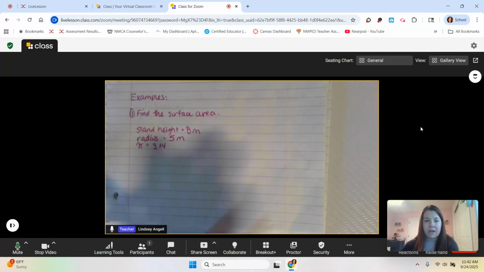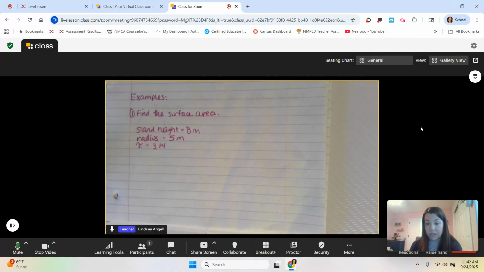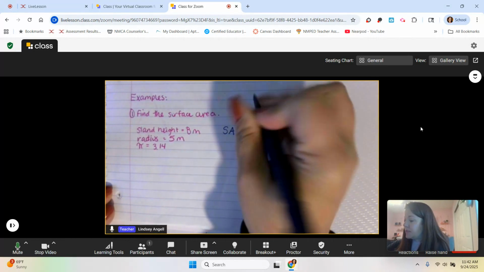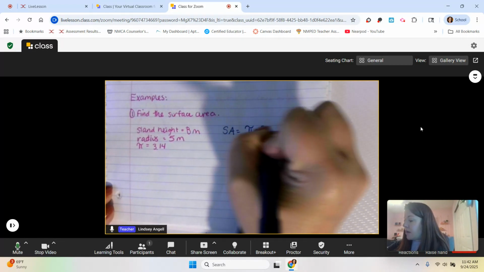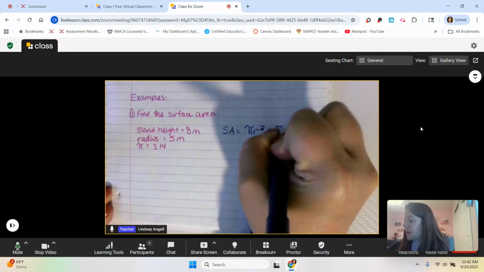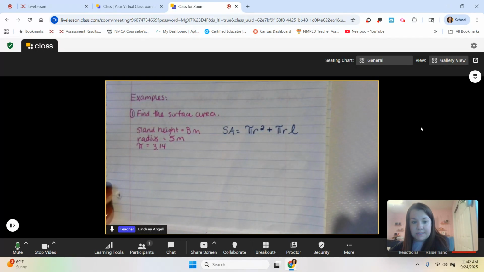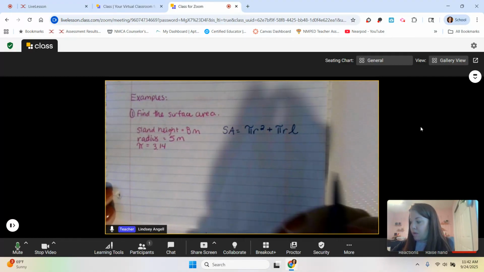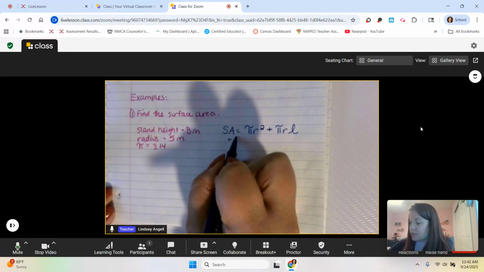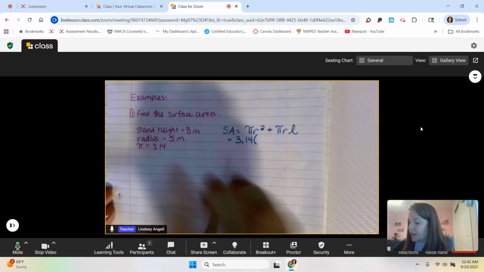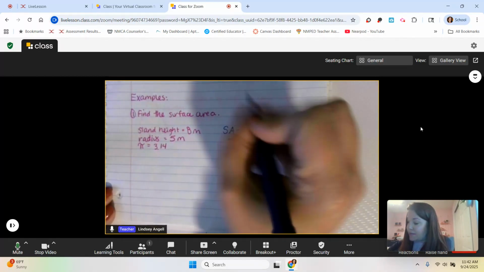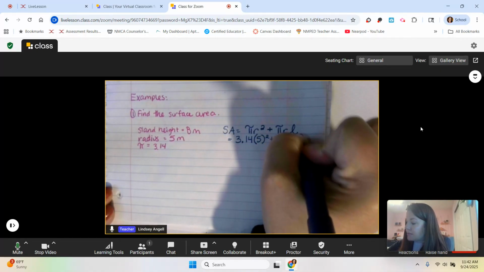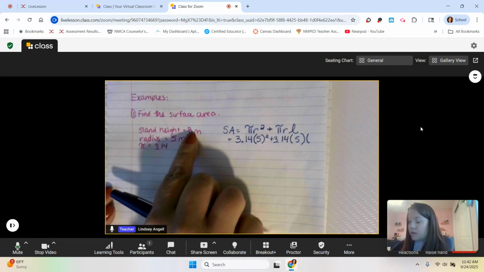So the first one we have here is find the surface area. So we're going to do the total surface area. Okay, so let me write down our problem. We've got surface area is equal to pi r squared plus pi times the radius times the slant height. And then we're just plugging stuff in. And it'll say in your lesson, just use 3.14 for pi. So we've got 3.14 times the radius, which is 5, so 5 squared, plus 3.14 times 5 times the slant height, which is 8.